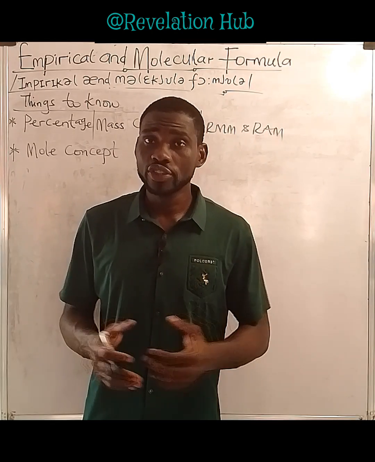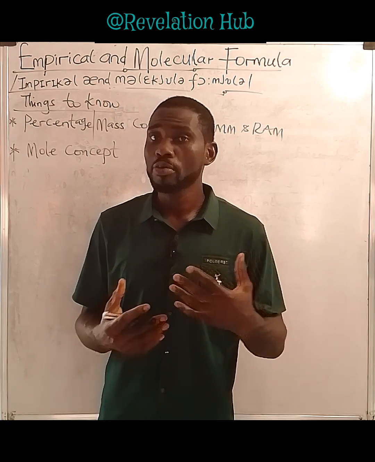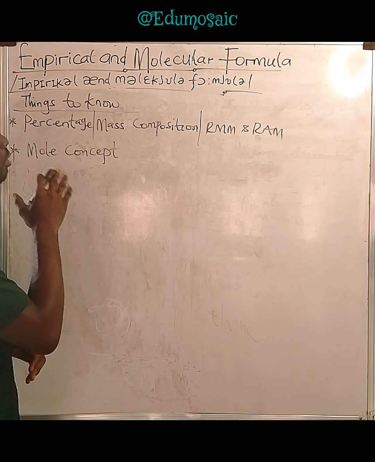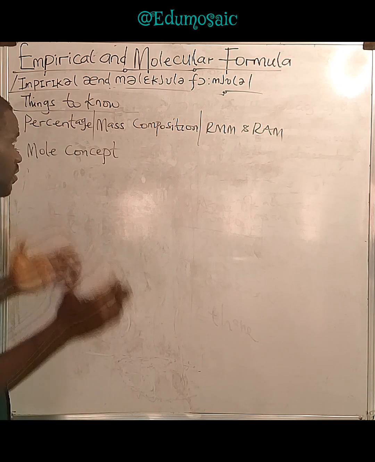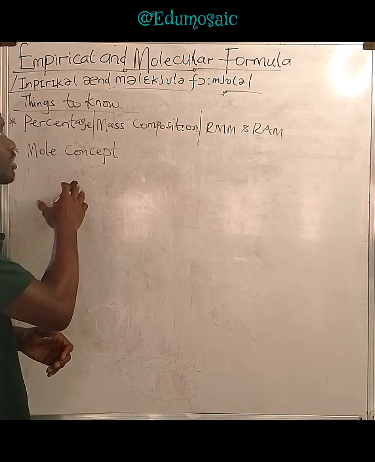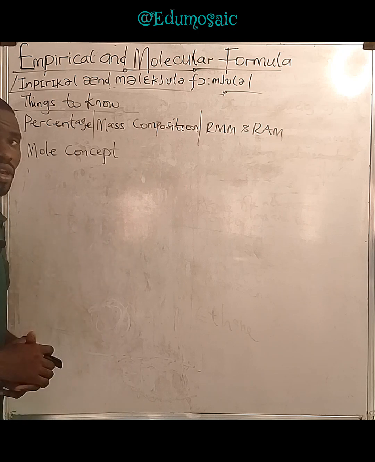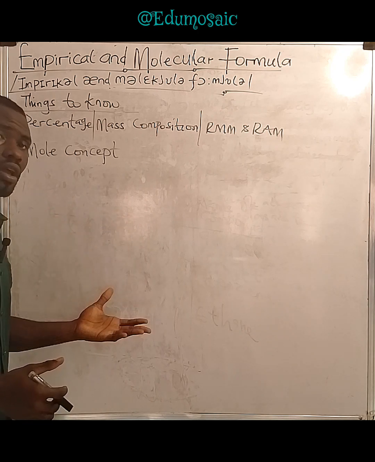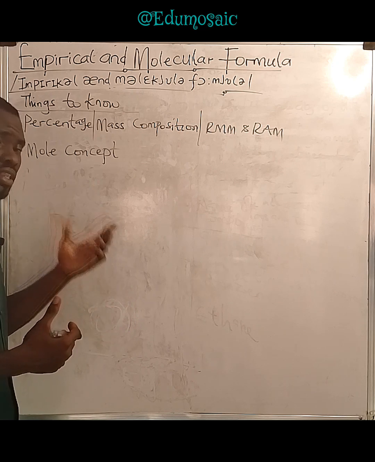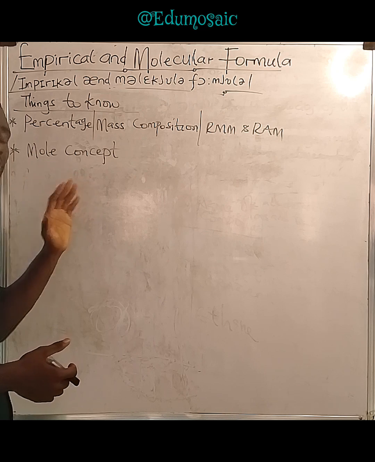Before we get into calculations, there are certain things you have to know. If you don't know these things, there's no way you will understand what we're about to take. Before we go directly into empirical and molecular formula calculations, the first thing we have to know is percentage or mass composition alongside relative molecular mass and relative atomic mass. We treated this in our previous lessons. If you've not seen some of the past lessons, I would love you to go ahead and see them for you to understand this. The next thing we're going to be looking at is the mole concept. We've not done this actually.